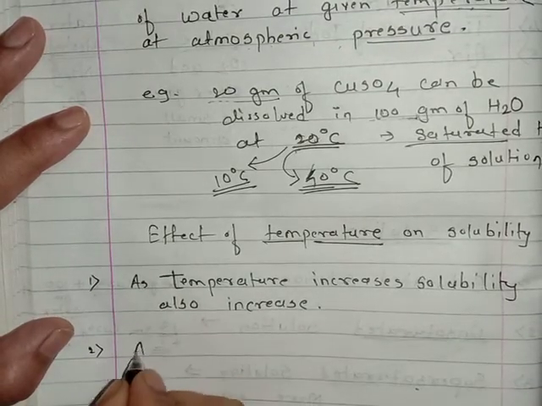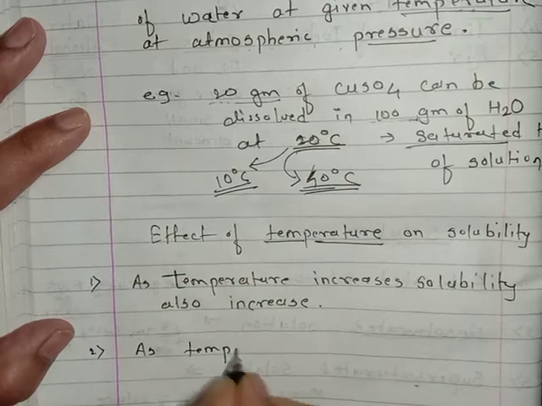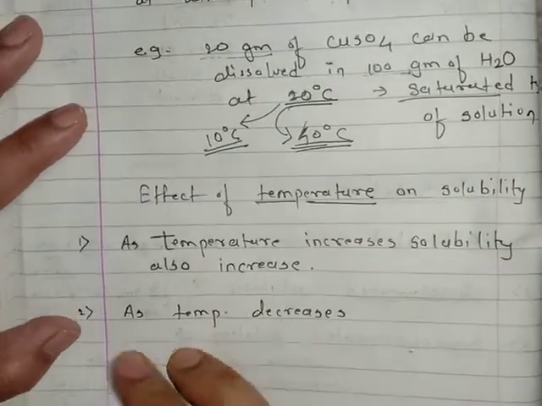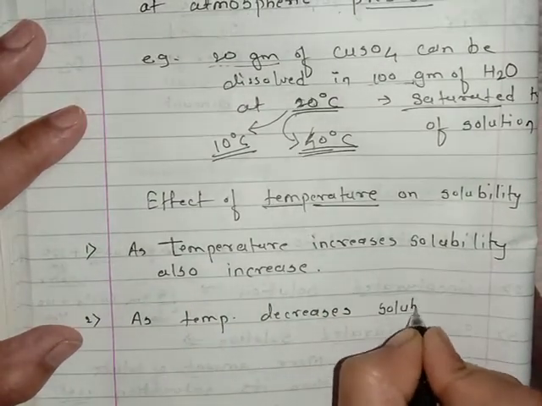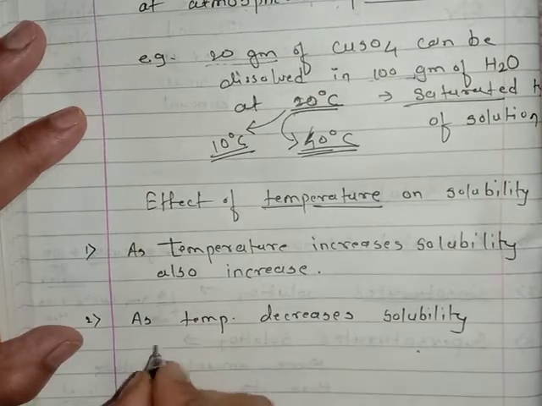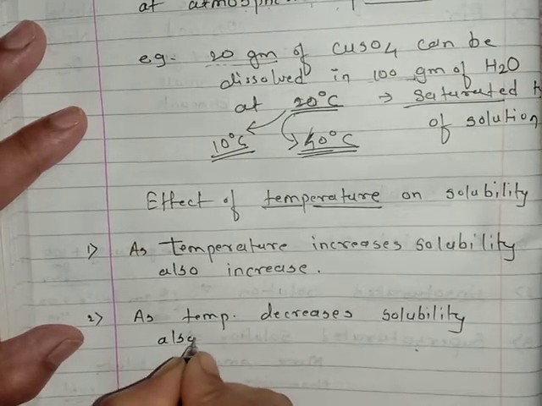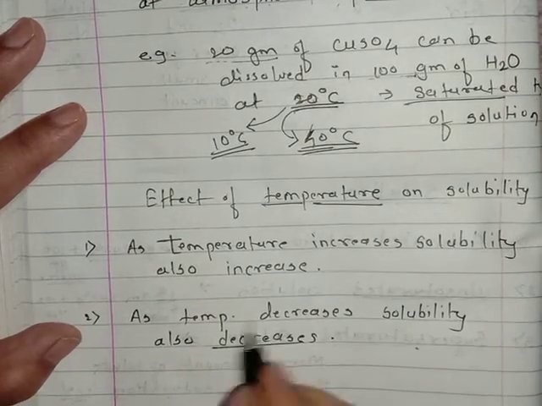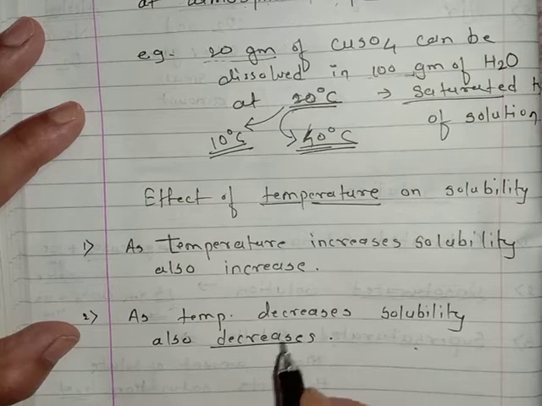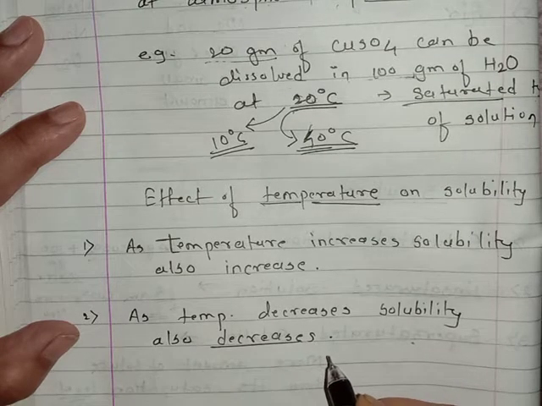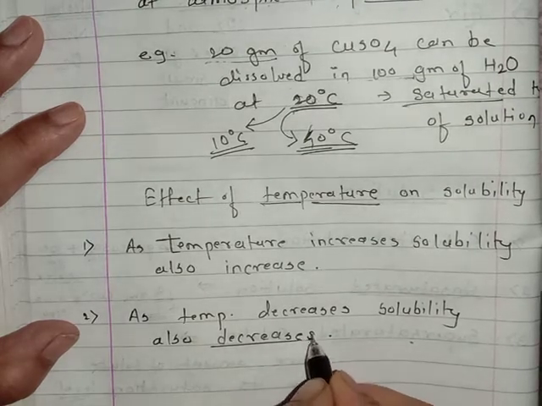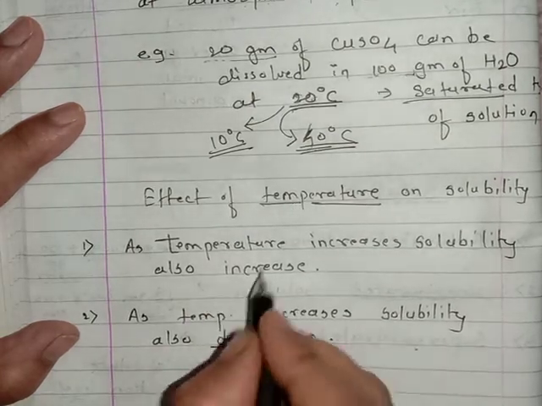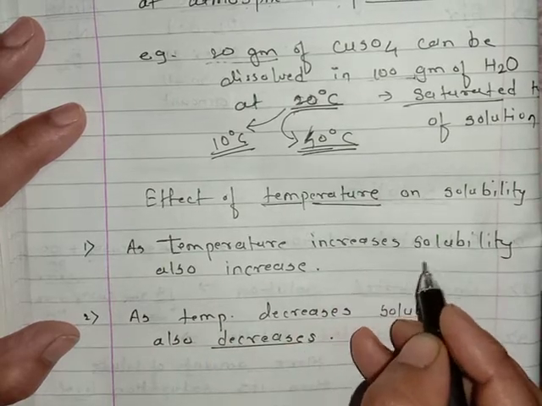Second, as temperature decreases, solubility also decreases. It means a lesser amount of solute can get dissolved, and hence whatever excess is there already will precipitate out in the form of crystals. The crystals will settle at the bottom, and hence it will become the supersaturated solution. Here the solution will become unsaturated.